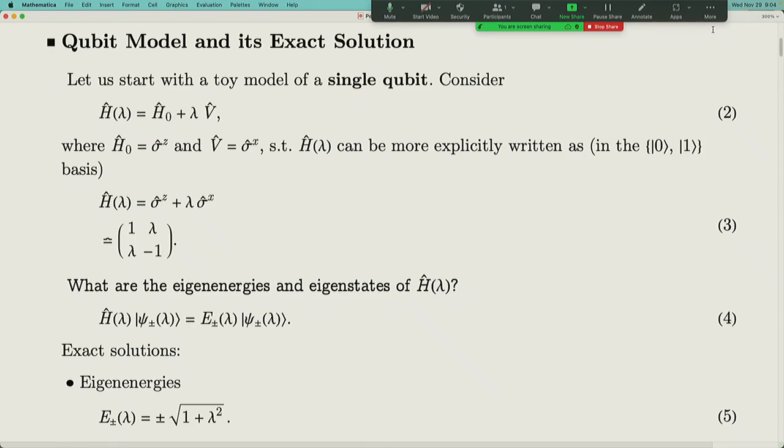Of course, because this matrix is now lambda-dependent, we expect that the solutions for eigenvalues and eigenstates all depend on lambda. That's why I put lambda in every one of them. I use a plus and minus sign to denote that this 2x2 matrix has two eigenvalues. The larger eigenvalue will be denoted E plus, and the smaller eigenvalue will be denoted E minus, and the corresponding eigenstates will be denoted psi plus or psi minus.